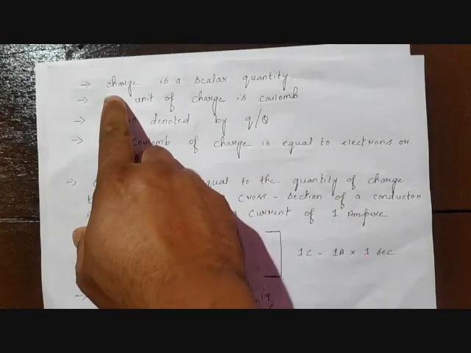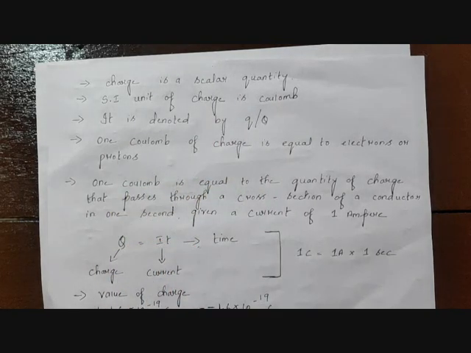Now this point is that charge is a scalar quantity. In class 11 and in class 9 you have learned about vector quantity and scalar quantity. What is a vector? Vector means it has direction. Scalar means it does not have direction. So charge is a scalar quantity which does not have direction. Now the next point is that the unit of charge is coulomb.